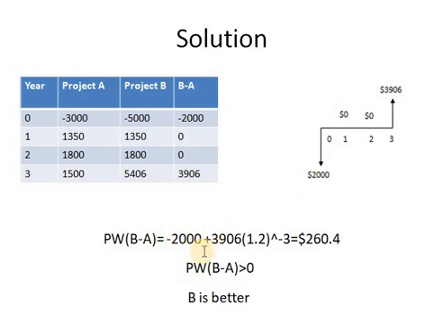We have minus 2,000 plus $3,906, which is a future value occurring after 3 years. So you will say P equals F into 1 plus i to the power minus n. So the final answer is $260. It is a positive value. So the present worth of B minus A is positive, then B is better. This is how we use the incremental analysis using present worth.